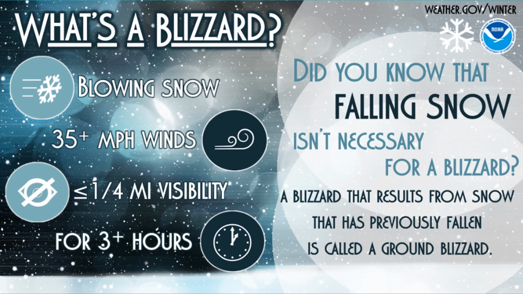A blizzard is blowing snow with winds blowing up to 35 miles per hour. Visibility is less than 1/4 of a mile and lasts 3 or more hours. Also, blizzards can occur from snow previously fallen on the ground.